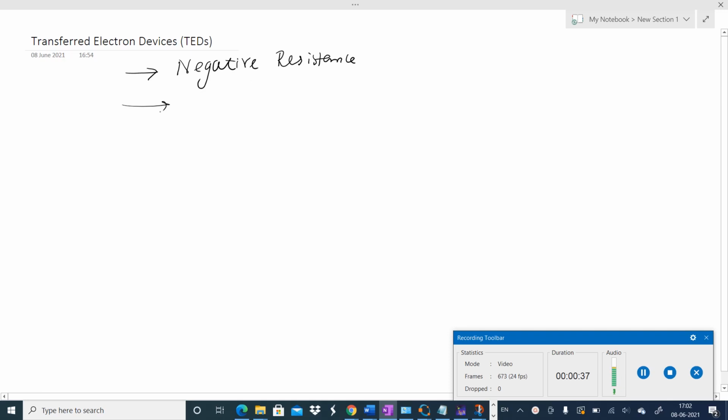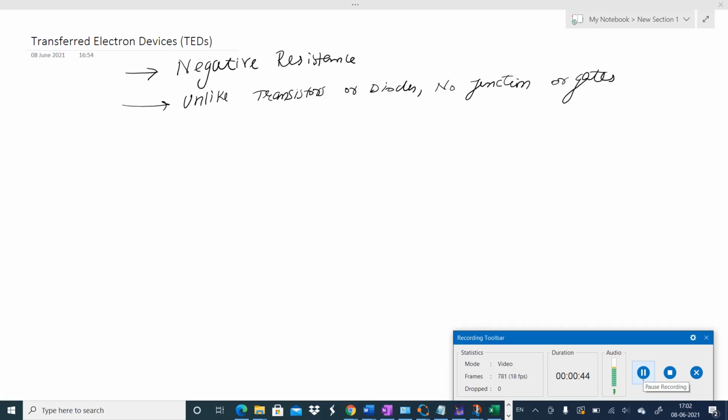And the other important property of these devices is that they are not junction devices, unlike diode or transistor where we have junctions NP, PNP, and unlike MOSFETs where we have gates. They are bulk devices. So whatever material is used, there is throughout one material. Okay. The other important difference is with respect to material itself.